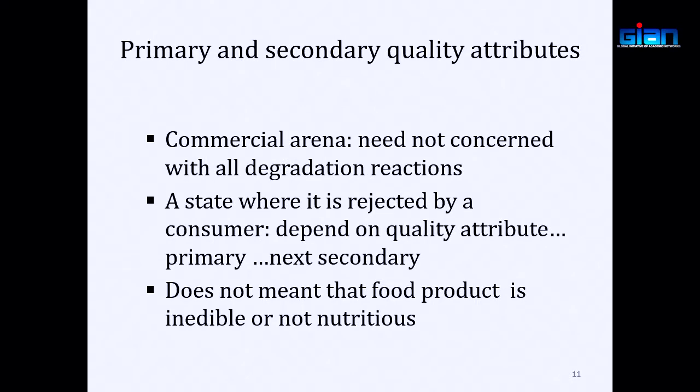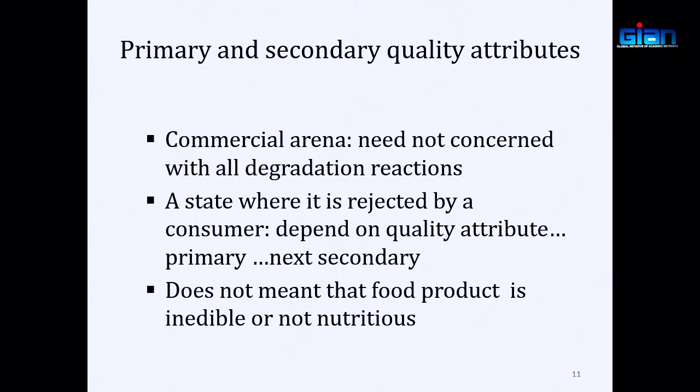So they are very simple studies, very manageable, very efficient in product development, but these studies are not designed to understand the chemistry happening in the food product. So that's what it is about the primary and secondary attributes. We are not trying to understand the mechanism of degradation. We're just trying to understand the state where the product is going to be rejected by the consumer, depending upon its quality attribute. It could be a primary attribute or maybe a secondary attribute, right?